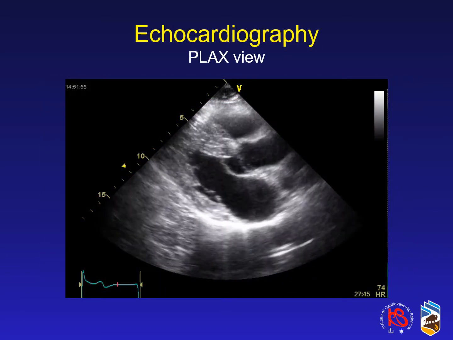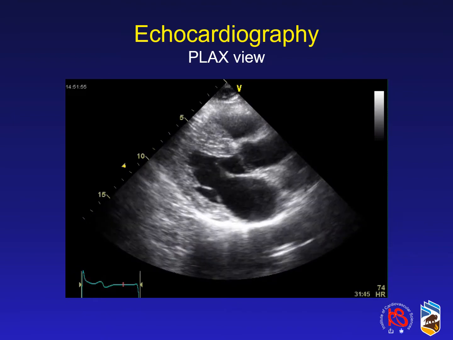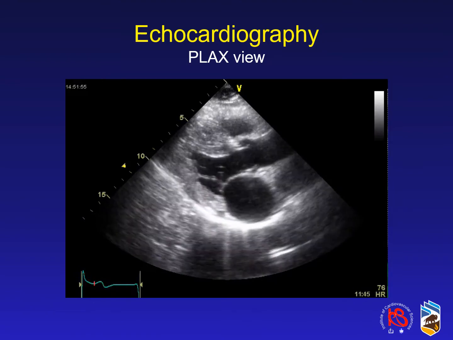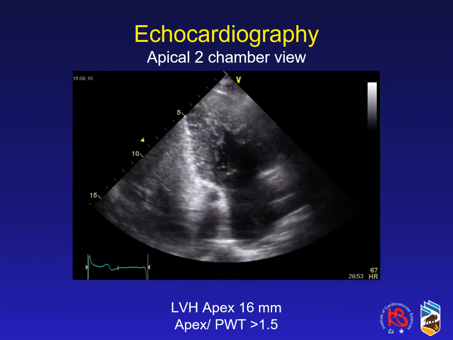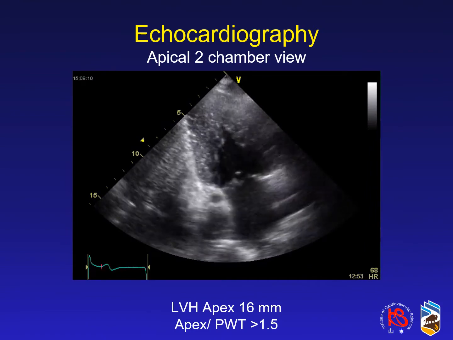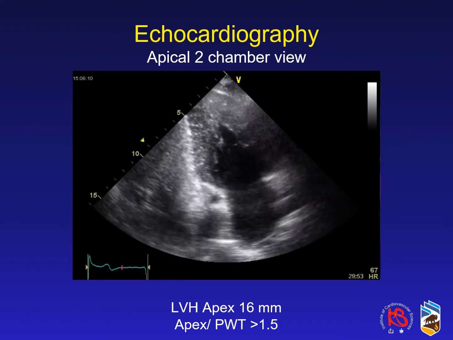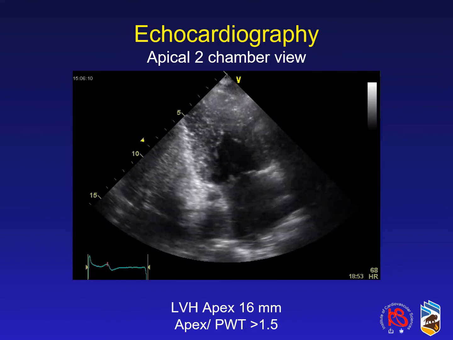On the current parasternal long axis view, the LV systolic function is preserved and there's clear evidence of hypertrophy that progresses towards the LV apex. On the apical two-chamber view, the LV wall thickness measures up to 16 millimeters, and if we check the ratio of the apex to posterior wall, it is greater than 1.5.